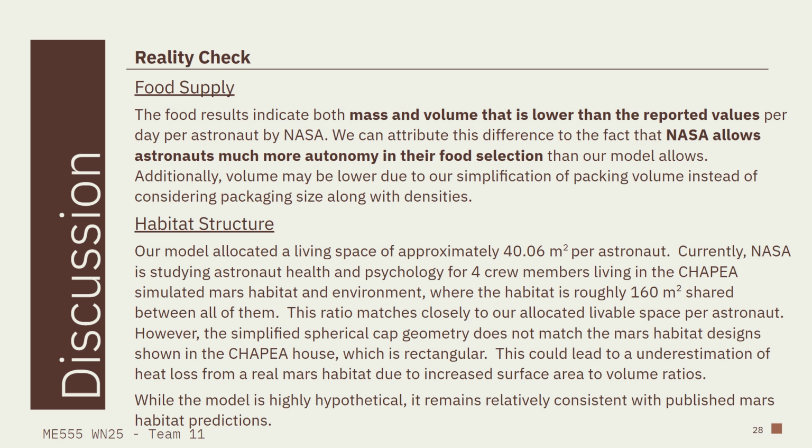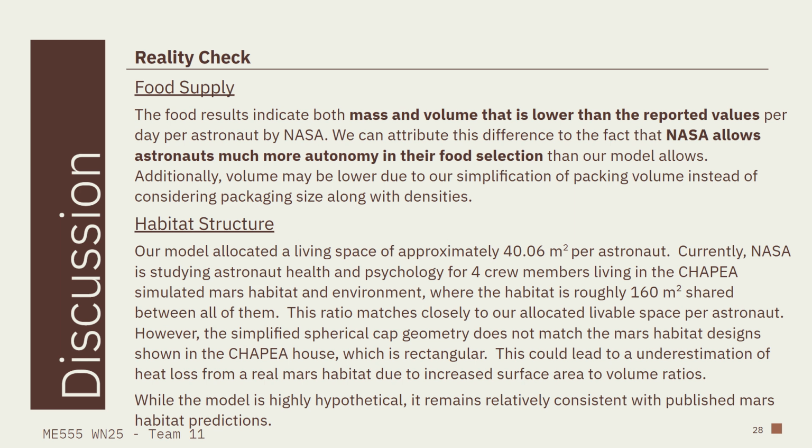For the food system, the results of our optimization indicate that for both mass and volume, we're a bit lower than what is reported per astronaut per day from NASA currently. This could be attributable to the fact that NASA allows their astronauts a lot more autonomy in their food selection than our model does. In addition, the packing density that we assumed for this food, an optimal packing density, may not be reflective of reality, and more food storage may be needed in a real Mars habitat.